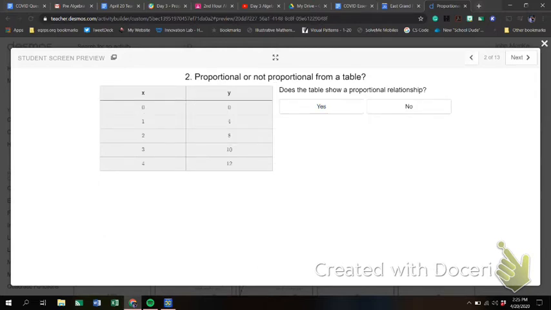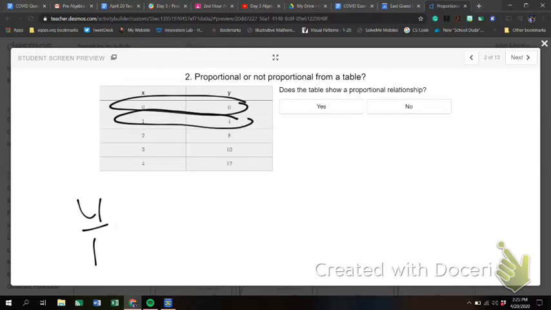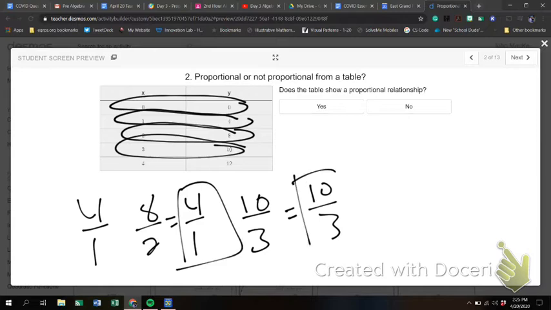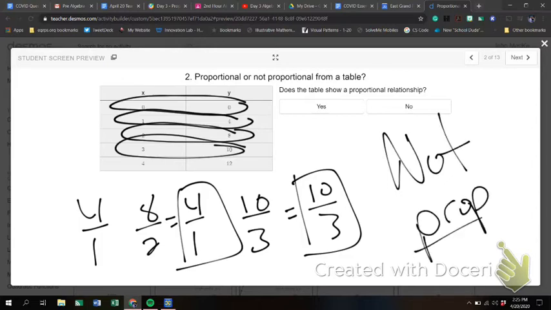Let's check out this one. We have the origin, that's good. And so right here, y to x, I got 4 to 1. Right here, I got 8 to 2, which is 4 to 1. Here I got 10 to 3, which is 10 to 3. Uh-oh, you might notice we don't have the same ratio of y to x, therefore this one is not proportional. My ratio changes.